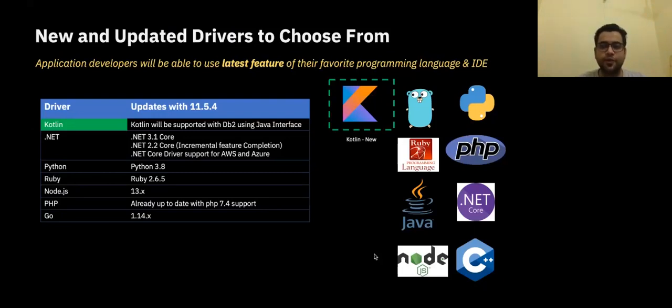Currently, our support for Node.js remains at the 13.x version. For 14.x, I'll cover that in the roadmap slide. For PHP, we currently support 7.4, which is the latest in the market. The Go driver has also been refreshed, and our previous support was at 1.13, and now we are supporting Go 1.14.